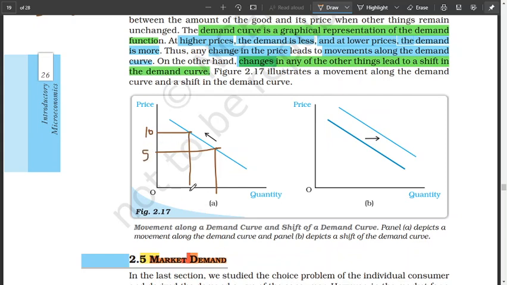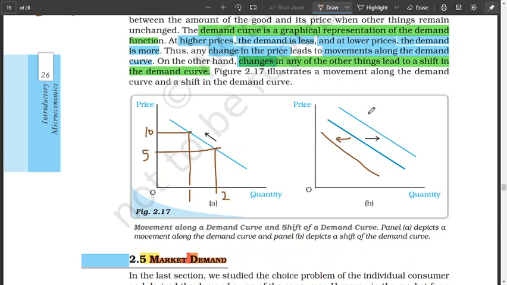So at the higher price you demand less, at the low price you demand more. Isn't it? So this is the case of movement along the demand curve, the same demand curve. You have only one curve, so that's why you have an expansion and contraction. Whereas here we say that there is a shift in the demand curve. It can shift to the right, it can shift to the left. If it shifts to the right, we call it increase. If it shifts to the left, we call it decrease.